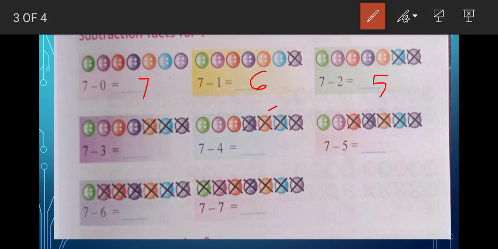So 7 minus 3 will be how much children? How many buttons are left out? 4. Now 7 minus 5 means 3 buttons are left out. Here 2 buttons are left out. Here only 1 button is left out. 7 minus 6 means only 1 is left out, so 1. 7 minus 7 means nothing is left out, so 0.